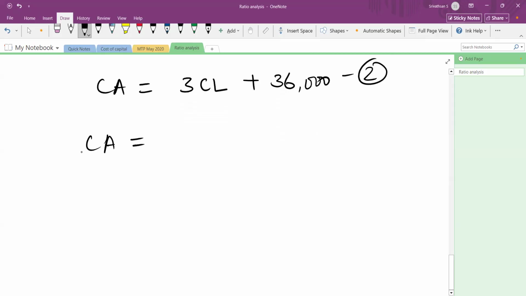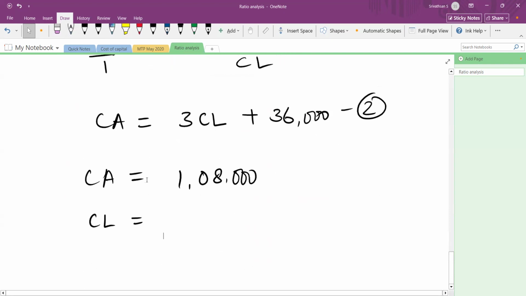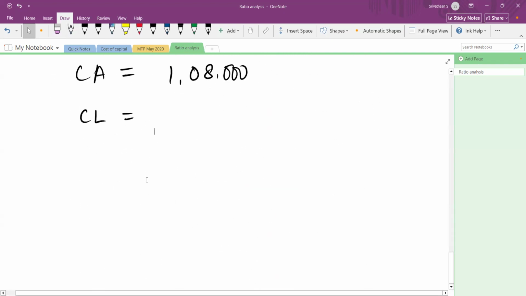Current asset is 1 lakh 8,000. Current liability is 1 lakh 8,000 divided by 4.5. How much do we get? 24,000.